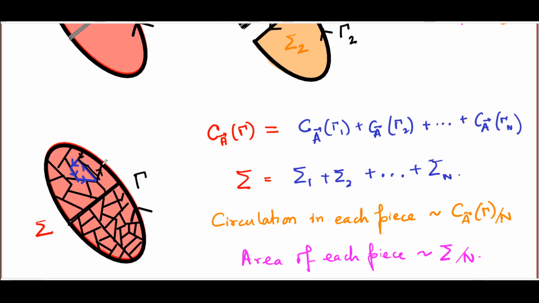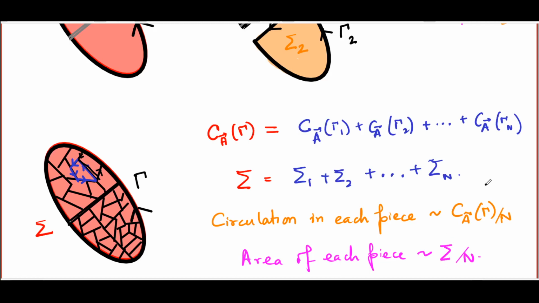So if we are in a situation where things are small enough so that basically the circulation, the strength of circulation that we are looking for, does not vary very much over neighboring regions, then what we must have is this CA gamma is the sum of these n pieces, each of which are roughly the same. So each piece essentially goes like CA gamma by n. And the area of each piece, which, remember, added together gives you sigma. Now that you have n such pieces, the area of each piece goes like sigma by n.